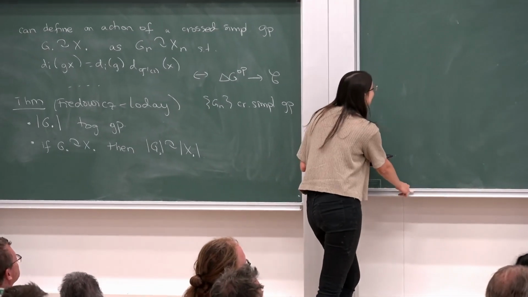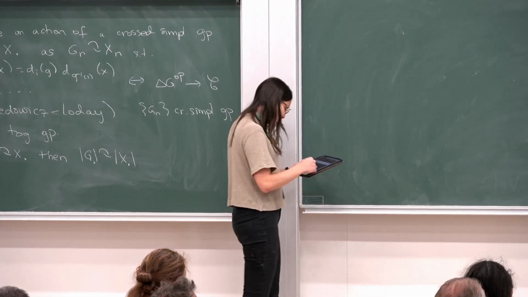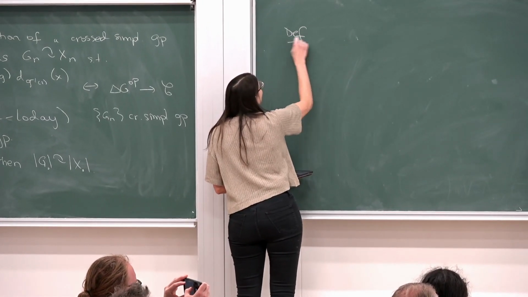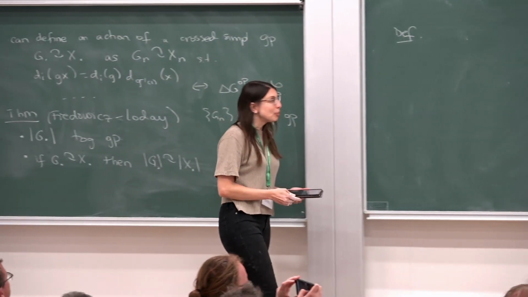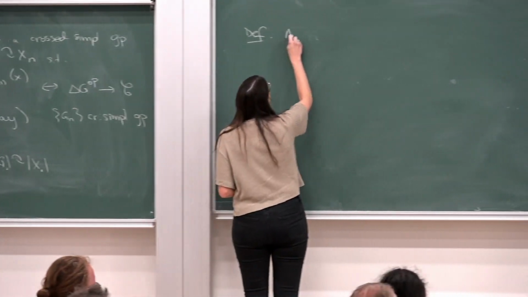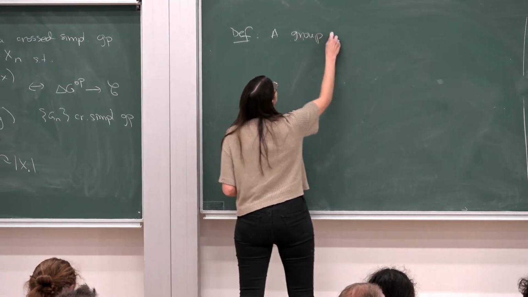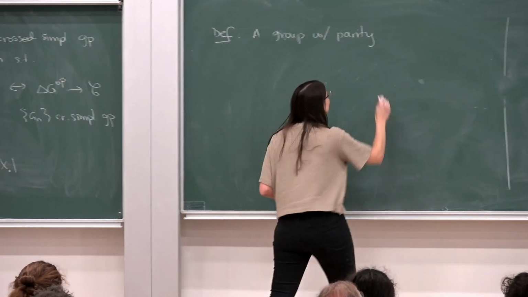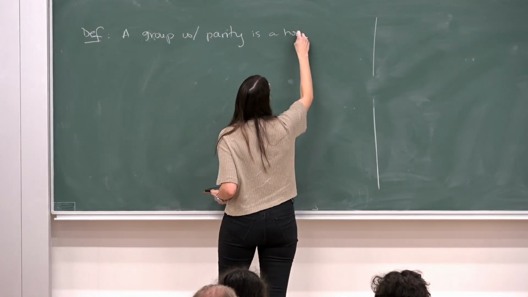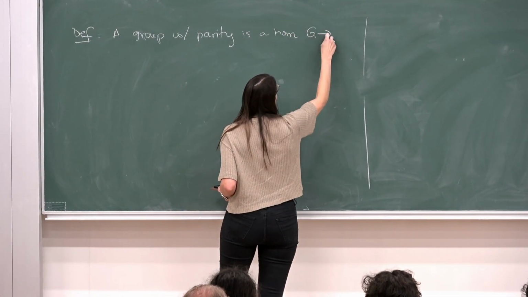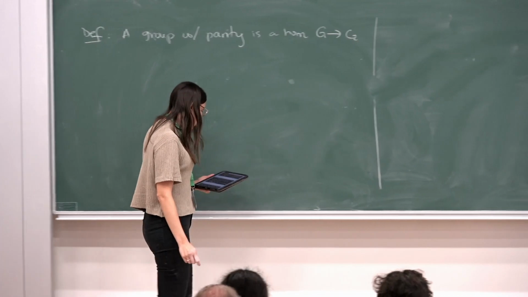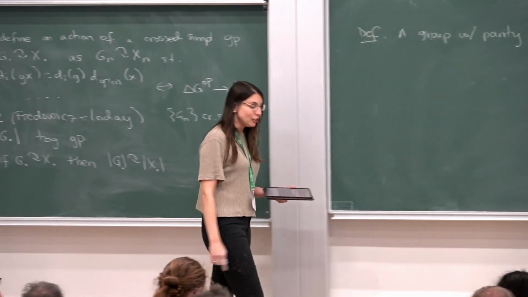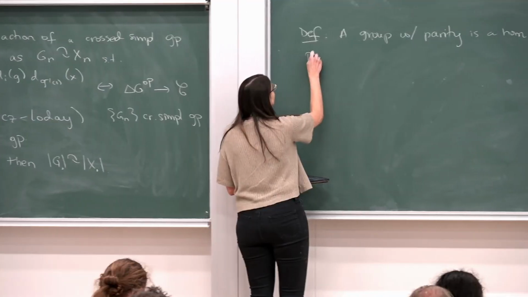I still haven't defined what the, well, first let me make a definition of a group with parity. So a group with parity is a group G that comes with a homomorphism to C2. Right, so we can talk about even and odd elements in G.